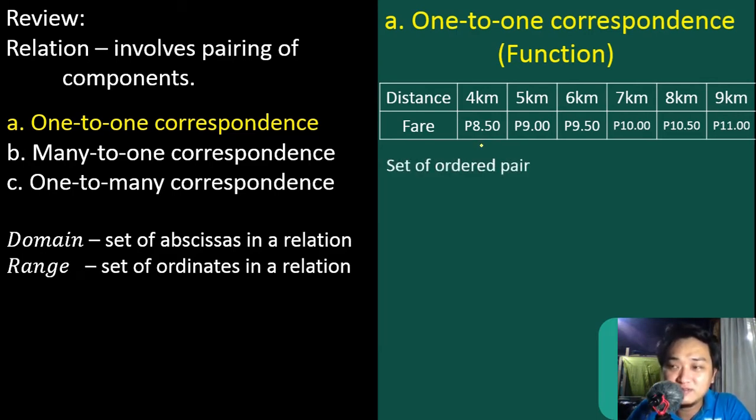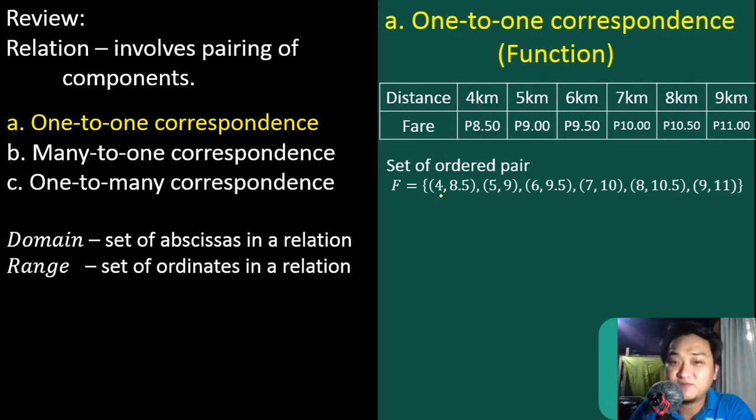Now, we could define the set of ordered pairs in this type of correspondence. So, magiging ordered pair niya is (4, 8.5), (5, 9), (6, 9.5), and so on and so forth, wherein yung first number sa pair is yung nasa x-axis. It will be defined under x-axis, and ang tawag na po natin doon is domain. Yun namang pangalawang number, that is under range or the set of ordinates.